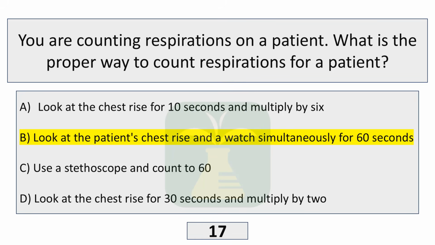Correct answer, B. Look at the patient's chest rise and a watch simultaneously for 60 seconds. It is important to watch the chest rise for a full 60 seconds while counting respirations. The patient may not breathe the same amount of times in the first 30 seconds as they do in the later 30 seconds of a minute. A stethoscope is not necessary while assessing for respiratory rate only.